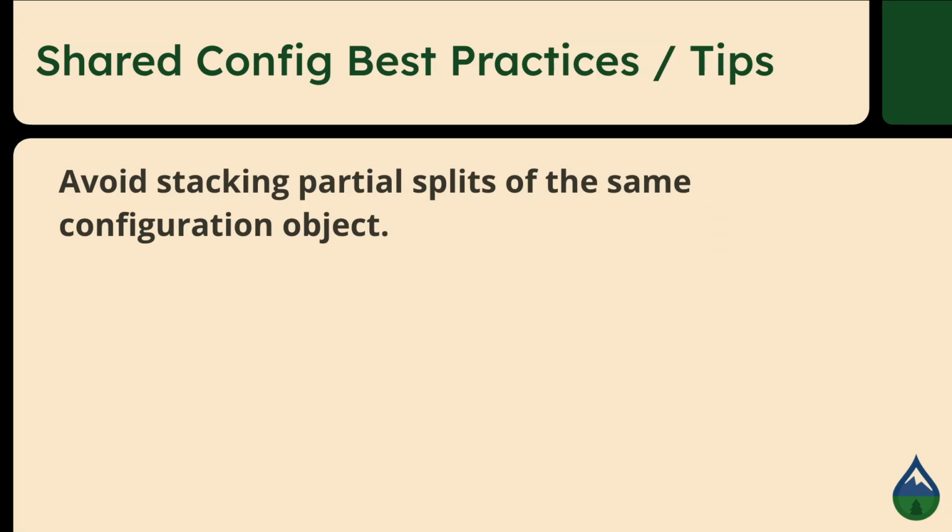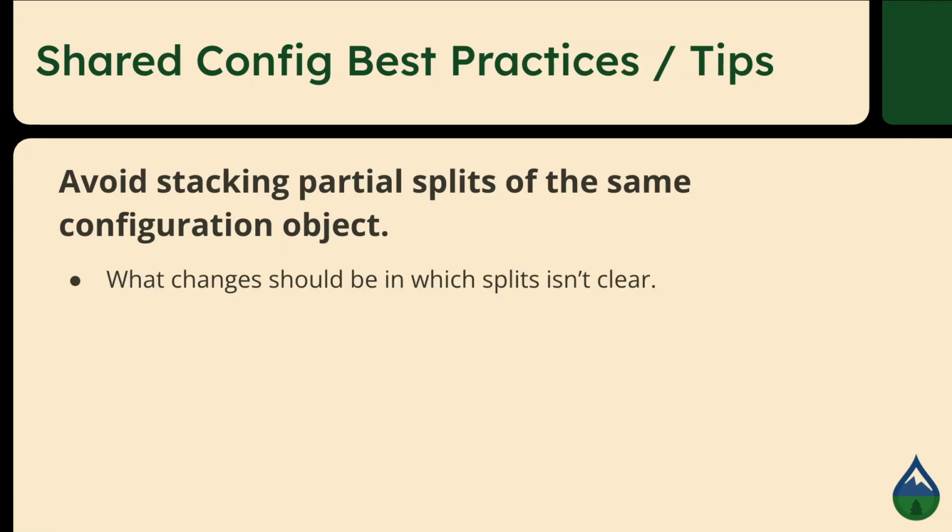Export doesn't work in that situation. If you want those two changes recorded in two separate splits, it doesn't work. You can set up splits, right? What changes should be in which splits isn't clear. There's an issue to add this functionality to let you specify which specific key within a configuration object you want to be part of a split, but it hasn't seen much progress. I hope to work on it.